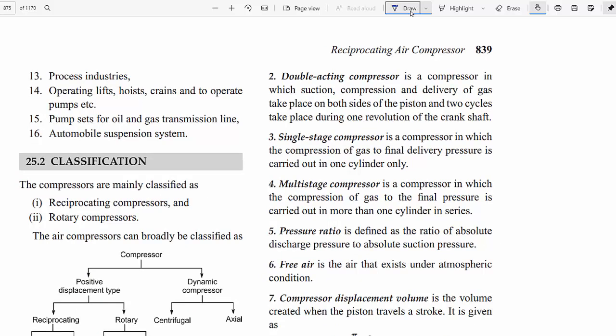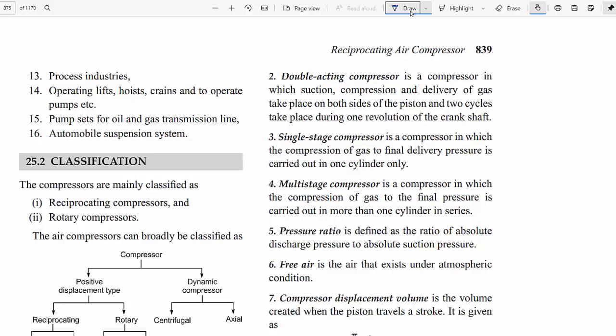Then single stage compressor and multi stage compressor. In the first two, it is double acting and single acting, but here single stage and multi stage refer to the number of compressors integrated. A single stage compressor has one compressor. A multi stage compressor means a number of compressors in series, like bulbs connected in a series circuit.